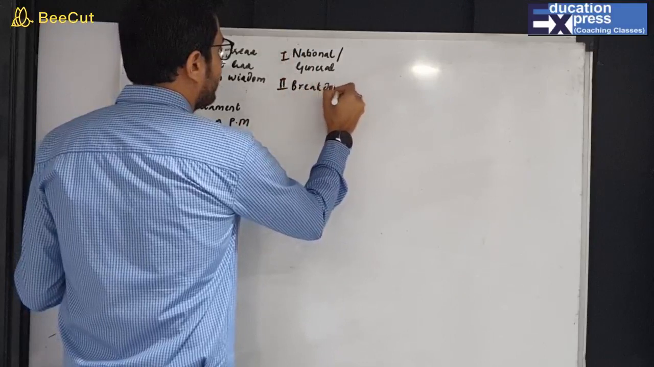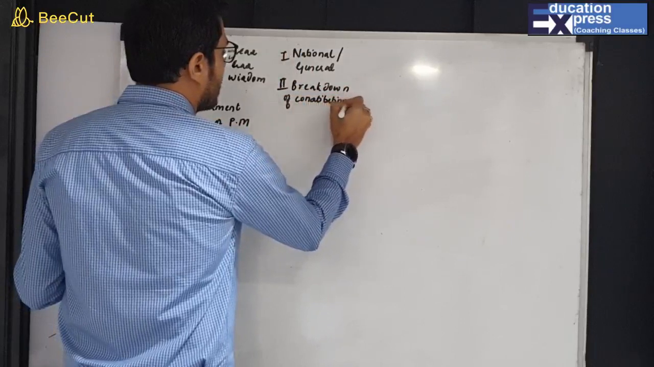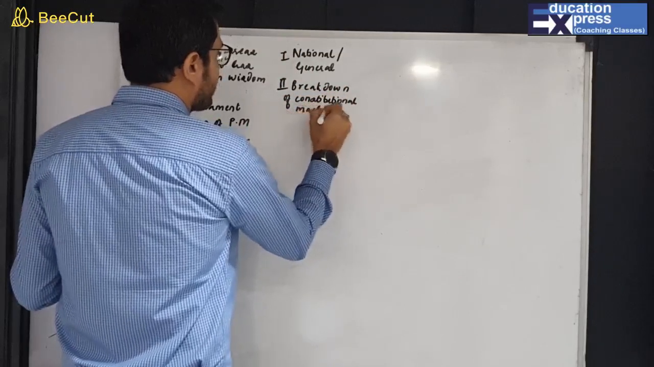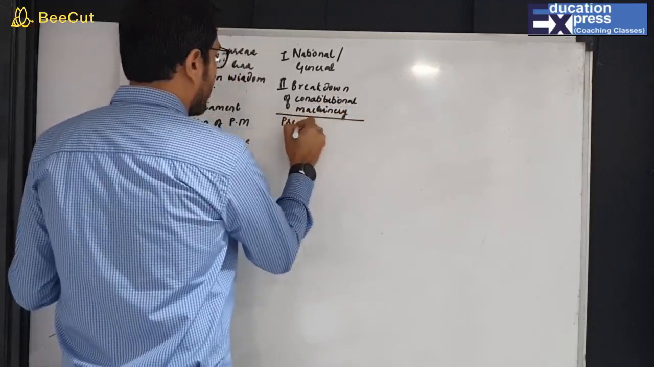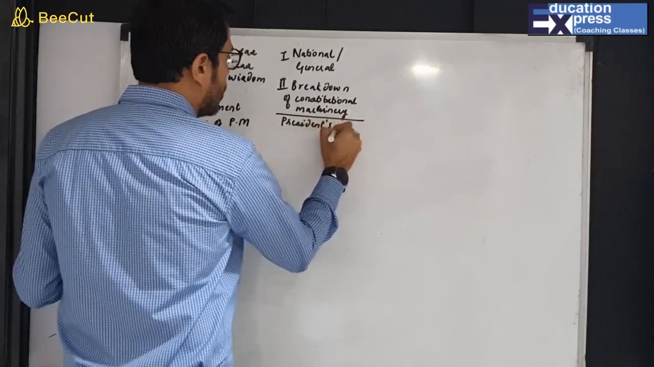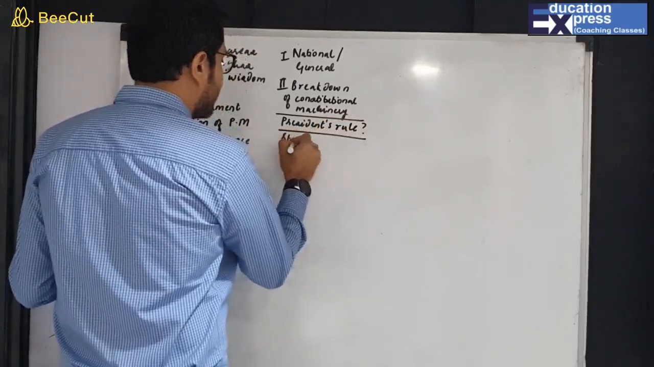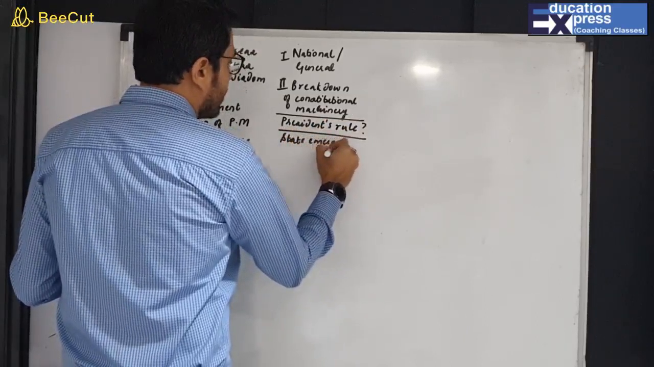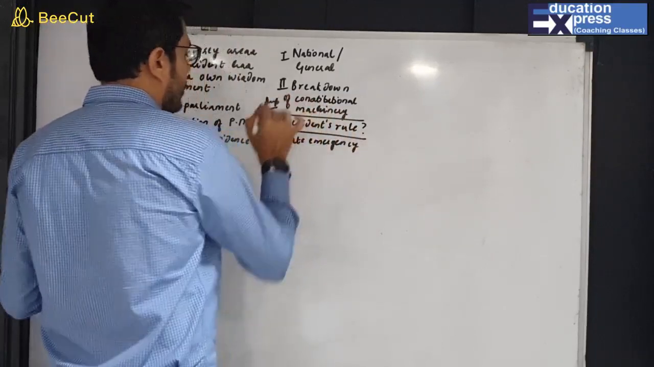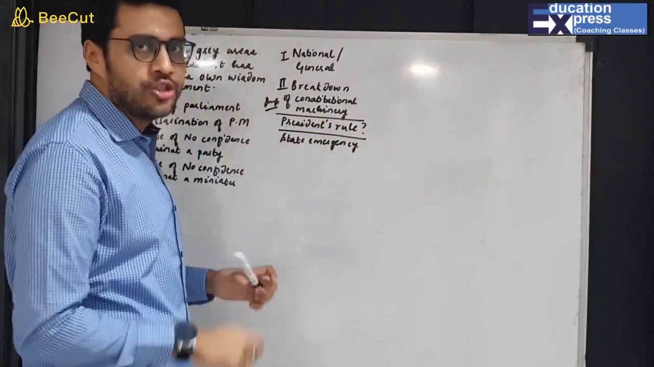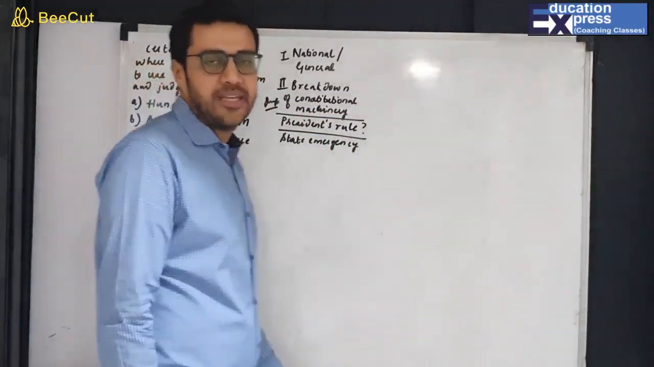Breakdown of constitutional machinery. This is also called President's rule, also called state emergency. Three questions for this particular answer, very, very important. What do you mean by breakdown of constitutional machinery, or when is President's rule imposed, or what is state emergency?